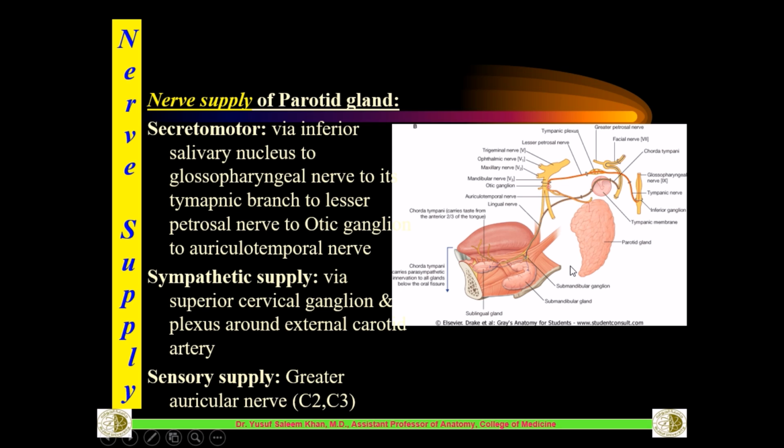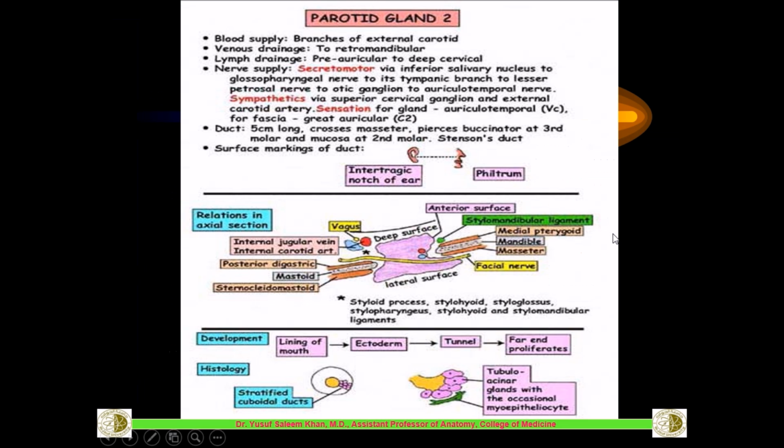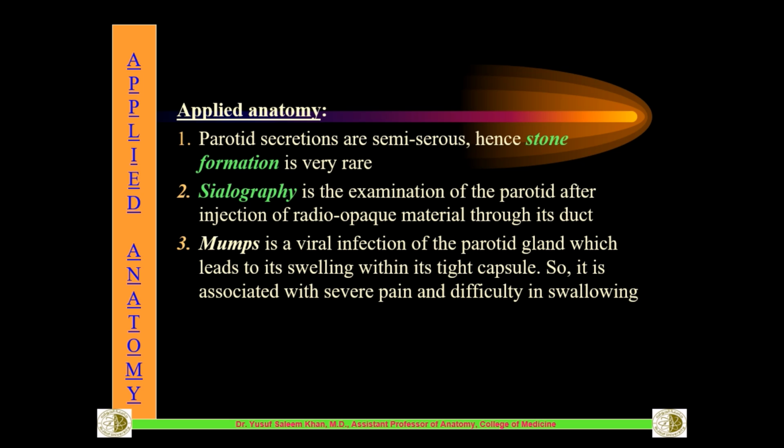Sympathetic supply is via the superficial cervical ganglion and the plexus around the external carotid artery. So there is a plexus of nerves around the external carotid artery, and from there it supplies the parotid gland. Sensory supply is by the greater auricular nerve itself. So the greater auricular nerve provides the sensory supply for this gland. These are all the details which we have discussed already.